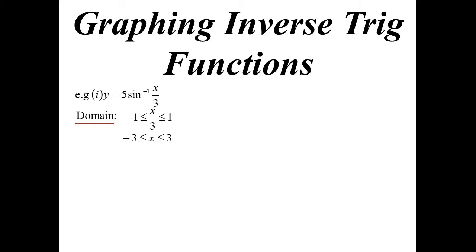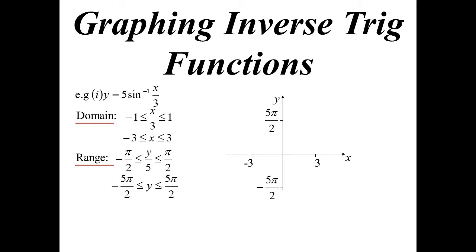Now the range, remember when we're talking about range, we want to group the number with the y. So that 5 becomes y on 5 is in between -pi on 2 and pi on 2. And that gets us -5 pi on 2 to 5 pi on 2 as the range. So now we can draw it. Theoretically, if it's the only graph you're drawing on the axis, you could draw exactly the same graph, just change the numbers on it. There it is. So there's our y equals 5 inverse sine x on 3.